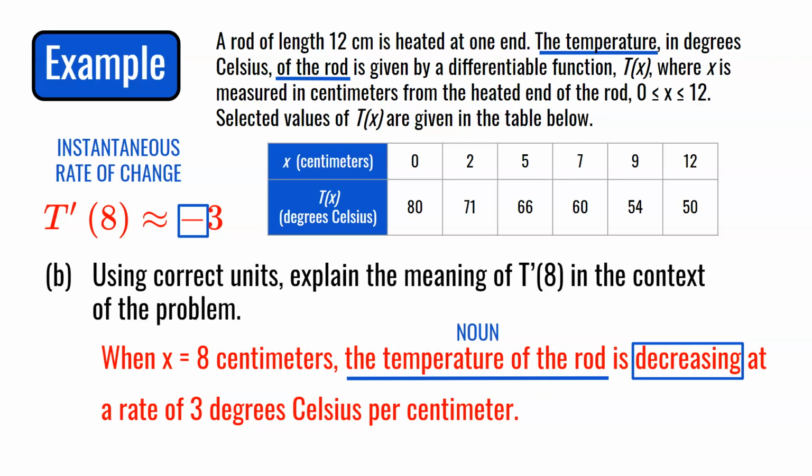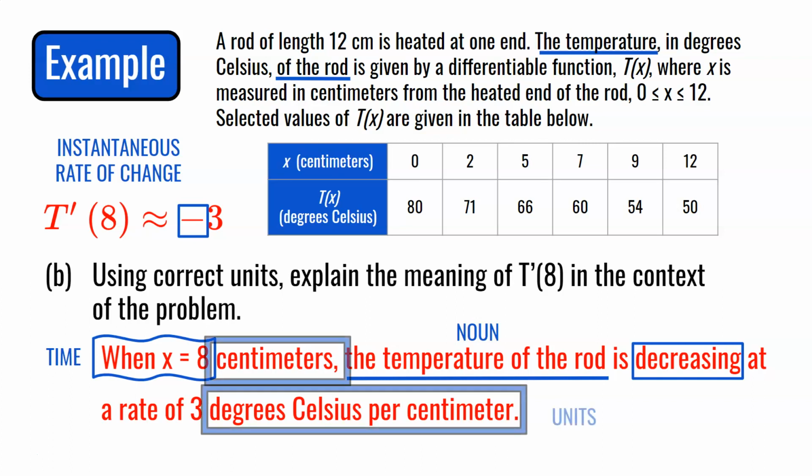The next thing that my sentence has is a reference to the independent variable, which in this case is x, which represents the distance from the heated end of the rod. And so I have that at the beginning of my sentence. You could also have that at the end of your sentence if you would rather put it at the end. The last thing that is needed in my sentence is a discussion of units. And so you can see that I have units on both the dependent variable at the end, degrees Celsius per centimeter, and the independent variable, the x is equal to 8 centimeters.